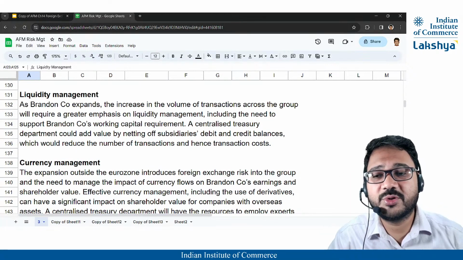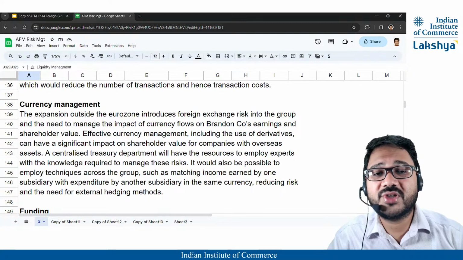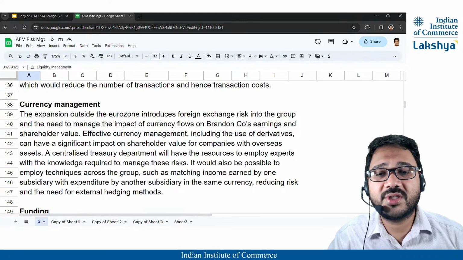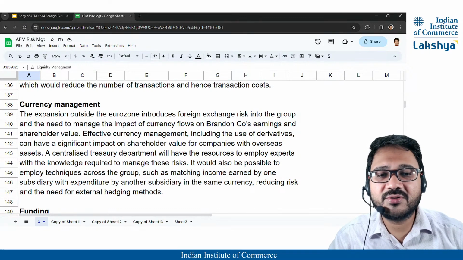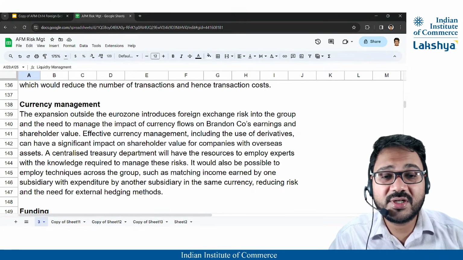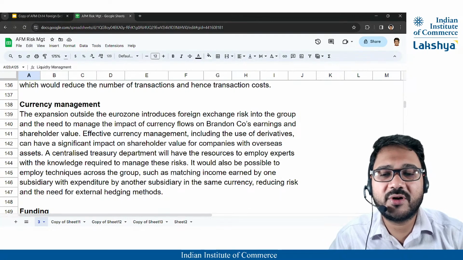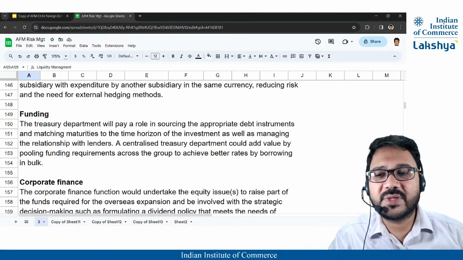Another advantage of going central would be currency management or currency risk management. The expansion outside the Eurozone introduces foreign exchange risk in the group and the need to manage the impact of foreign currency flows on Brandon company's earnings and shareholders' value. Effective currency management, including the use of derivatives, can have a significant impact on shareholders' value for companies with overseas assets. A centralized treasury department will have the resources to employ experts with the knowledge required to manage these risks. It would also be possible to employ techniques across the group, such as matching income earned by one subsidiary with the expenditure of another subsidiary in the same currency, reducing the risk and the need for external hedging methods.